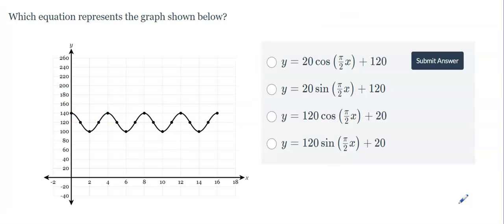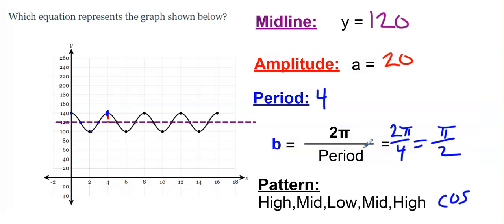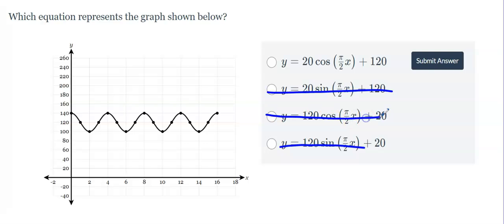So going to our multiple choice answers, I can at least eliminate anything that's not cosine. And looking at our numbers, our amplitude is 20, so therefore I can eliminate that one. Our answer is this one, y equals 20 cosine pi over 2x plus 120. So even though we didn't necessarily have to find the frequency or the midline, it's still good to have everything so that it matches and you know exactly what you're finding.